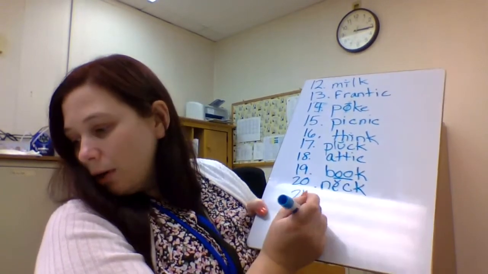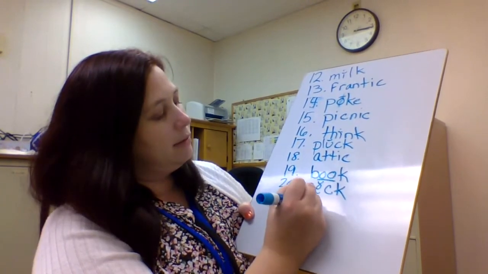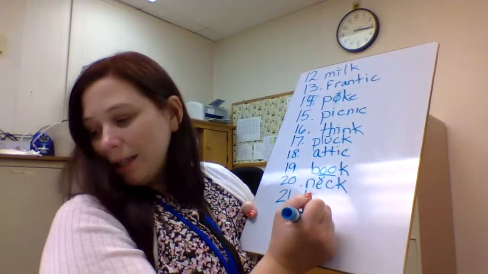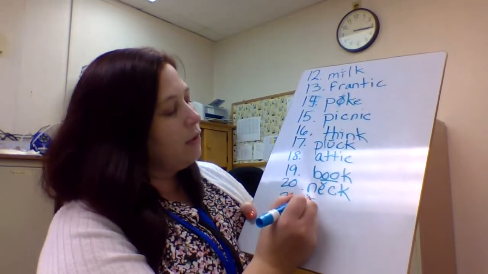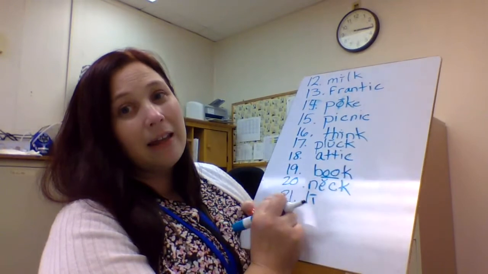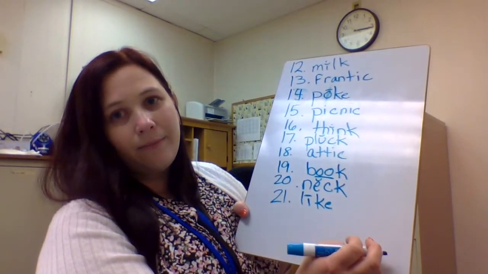And number 21, lastly, is like. We know it's going to be like because it also could have been lick. They only gave us li, but they gave us the long I sound, so we know it's going to say lie, and then we know we're going to put KE at the end.